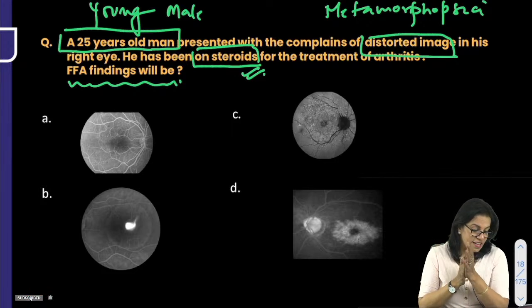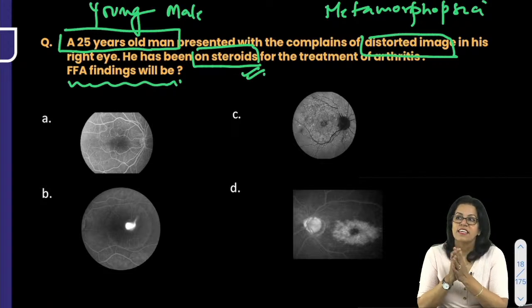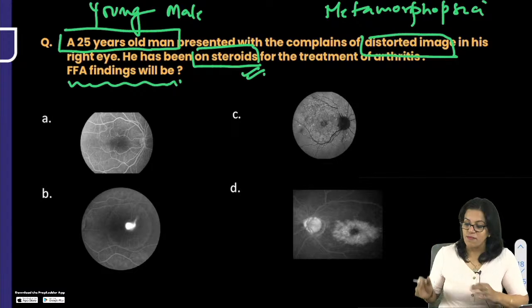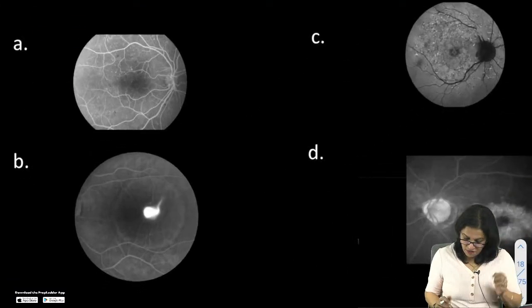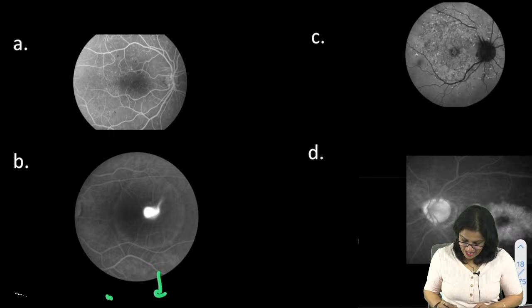So it is CSR, we are talking about central serous retinopathy. So all of you focus here. Central serous retinopathy is breaking off the outer blood retinal barrier. Don't forget that. Okay? So we are talking about CSR. What is the FFA finding? Ink blot pattern.